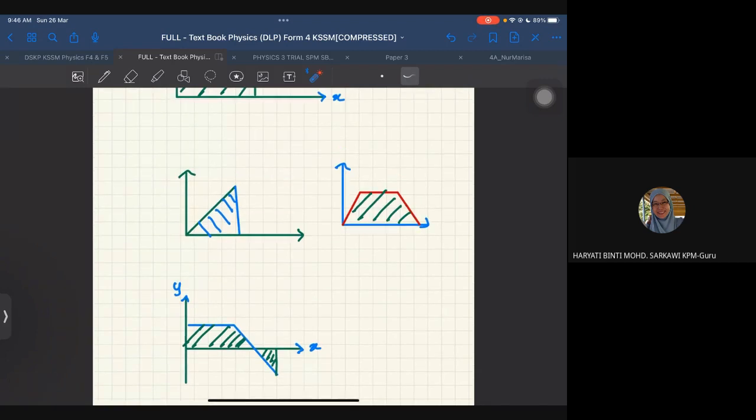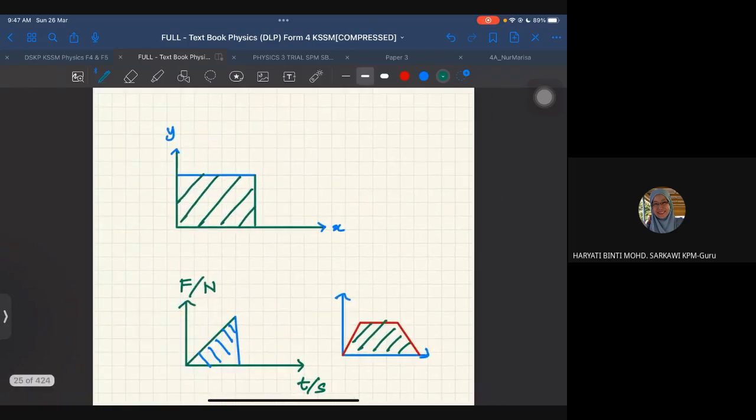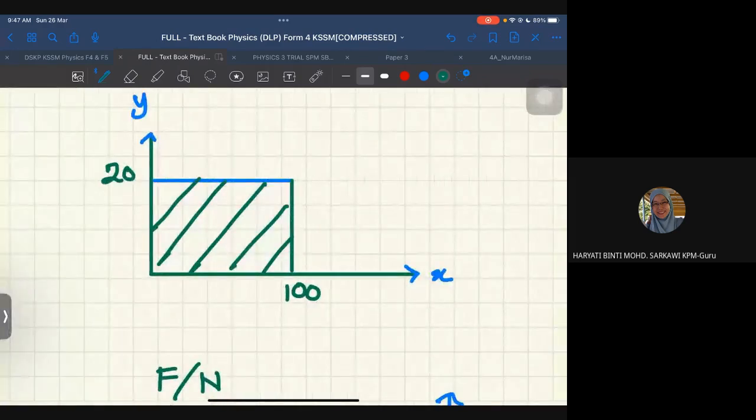Let's say this is, cikgu simply gives values. So let's say we have force here. Force, and let's say this is Newton, and this one is time, so this is second. Now, if I have a value, I think it is better to give this one first. So let's say this is 20, this is 100. What is the value of the area under the graph? Let's say this is meter. This is meter. So this is 20 meter, this is 100 meter.